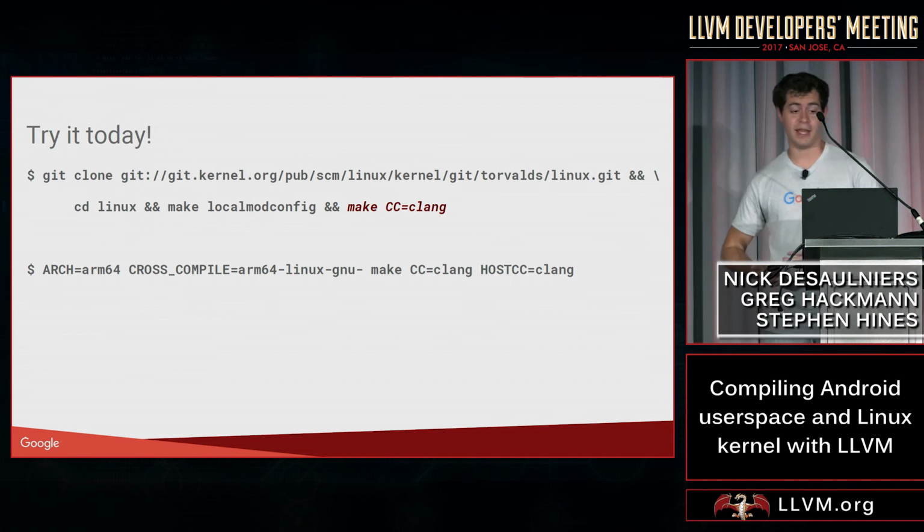So if you wanted to try this today, you could clone the Linux kernel. make localmodconfig is a make target that will take your current Linux distribution and generate a set of configs as if you were going to build a kernel that would work for your machine. And you invoke make and pass it the argument CC=clang. That's good enough to get started. If you want to cross-compile, you need to set the environment variables for your architecture and what your target triple is. And then further, some of the user space tools can also be built with Clang using HOSTCC=clang.